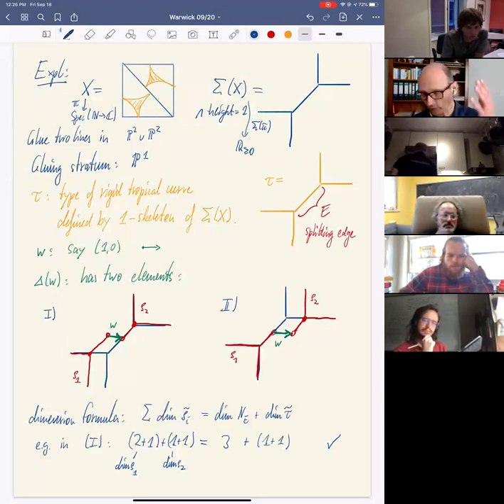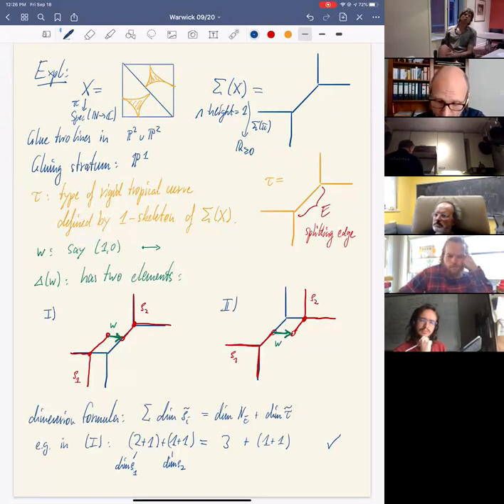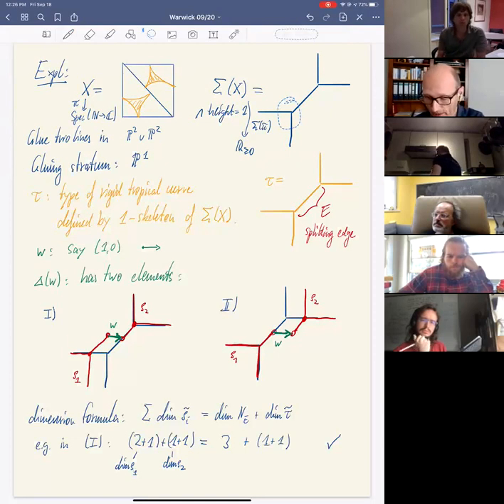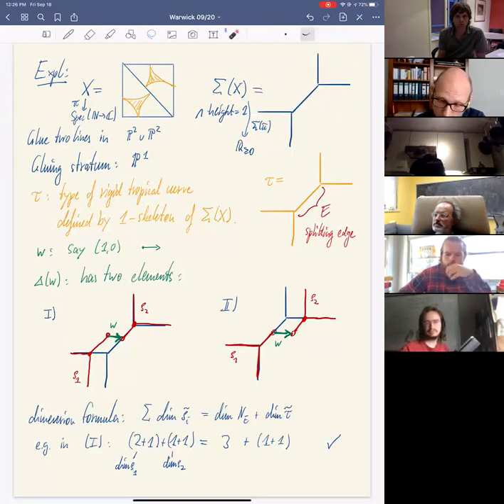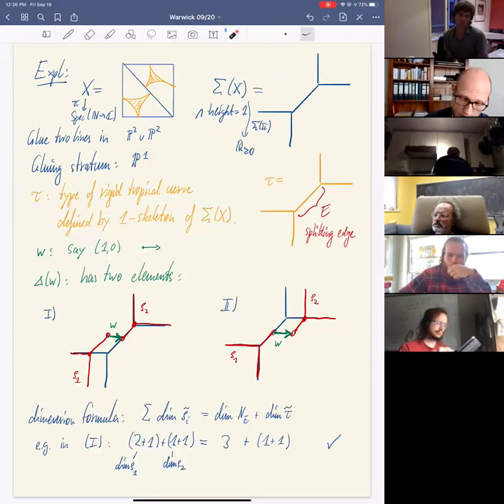So think of a cone over this thing, okay? And then you see here the fan of P2, here the fan of the other P2, and that prescribes this degeneration. So this guy here reflects, is dual to this gluing stratum. So the gluing stratum is a P1, okay? And we want to go two lines.